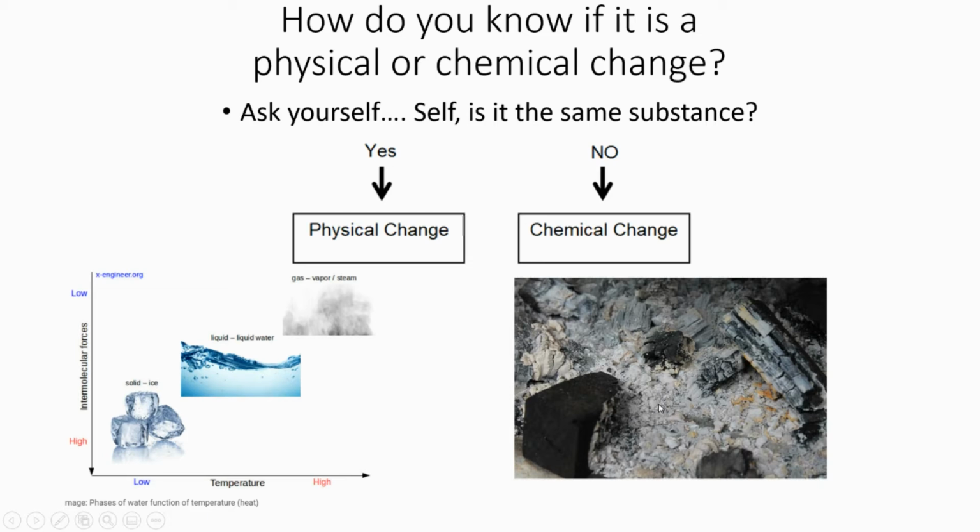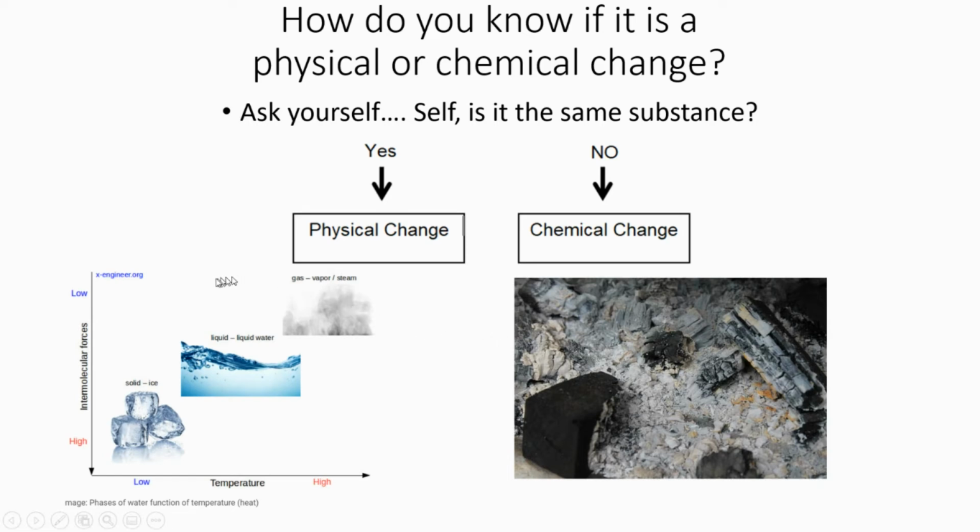I have a chemical change. How do you know if it's physical or chemical? Ask yourself, is it the same substance? Another good question is, can I get it back? Can I get this wood back? I cannot. So it changed into something new.